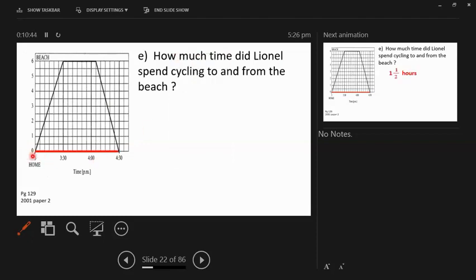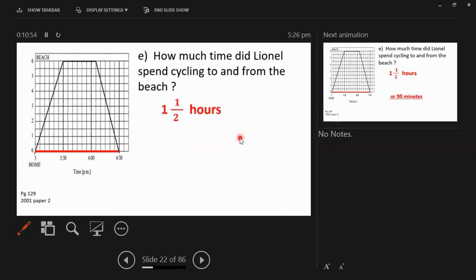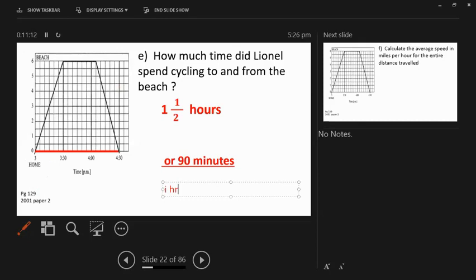Let's go. From 3 to 4 is 1 hour, right? And from 4 to 4:30 is a half an hour. So 1 hour and 30 minutes, or 90 minutes. Any one of those is correct. All right. So any one of these answers would be correct. 1 hour and 30 minutes.